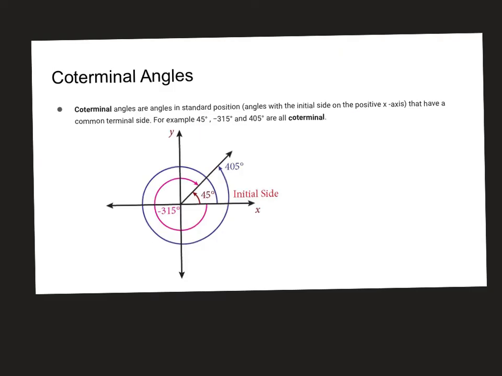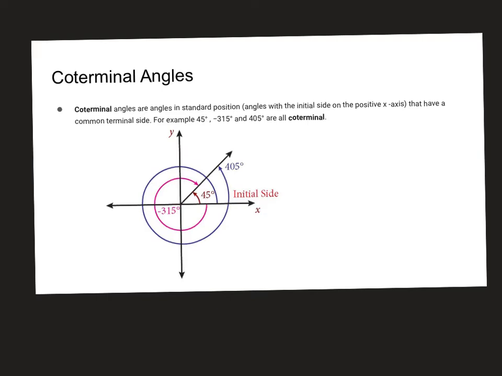Coterminal angles. Coterminal angles are angles in standard position, with the initial side on the positive x-axis, that have a common terminal side, a common ending side. For example, 45 degrees, negative 315, and 405 all end at this terminal side that extends out at the 45-degree angle.